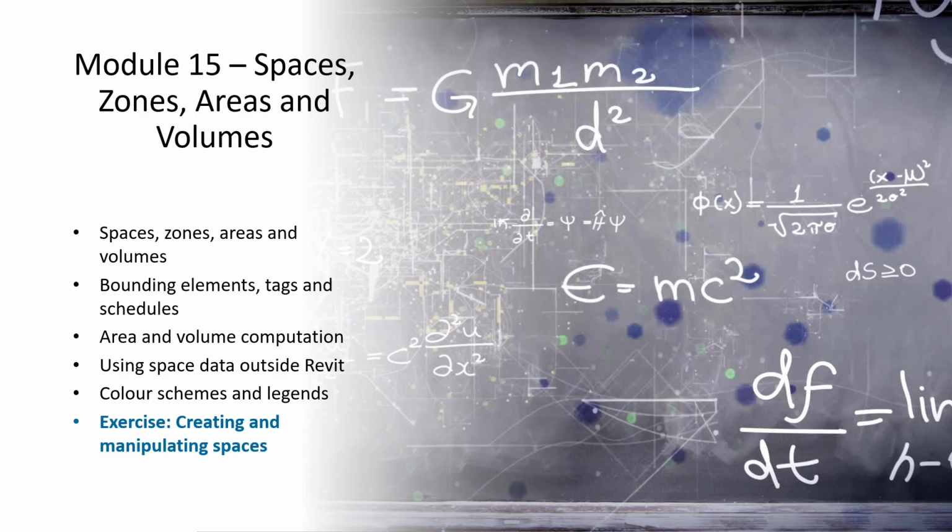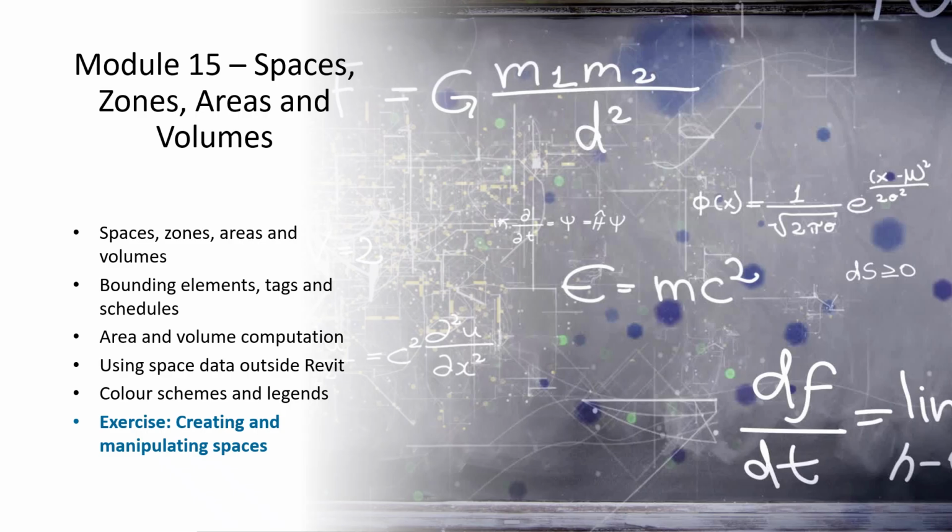We then dive into area and volume computation, learning how Revit calculates these values and how to control the accuracy and scope of those calculations. We also explore how to use space data outside Revit, exporting information for energy modeling, facility management, or compliance reporting. Then we introduce color schemes and legends, which help visualize spatial data like occupancy, usage, or system zones, making your model more communicative and insightful.